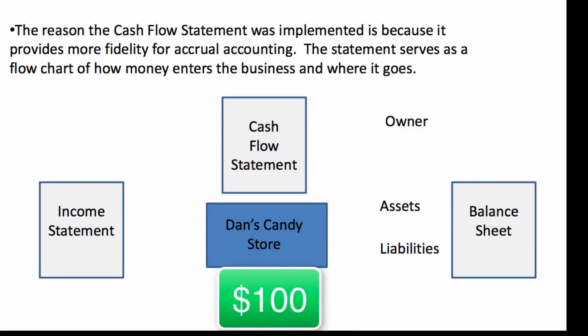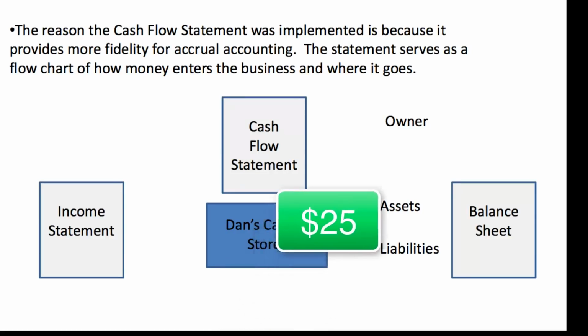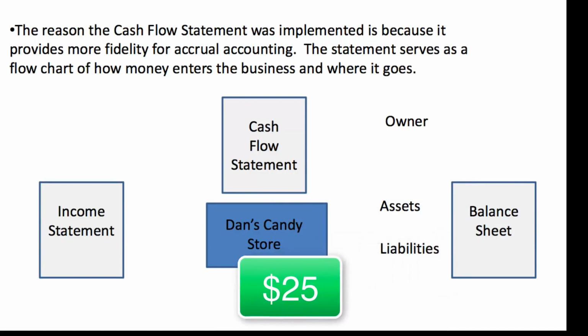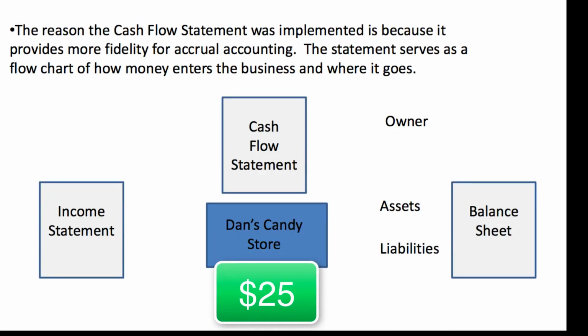Let's say Dan is using the money, let's say that $100 that flowed into his company. Let's say he's taking a portion of that $100, let's just say it's 25 of those dollars, and he's reinvesting that back into inventory, or he's using that $25 to upgrade his facilities or his equipment. That's all going to be captured on the investing portion of the cash flow statement.